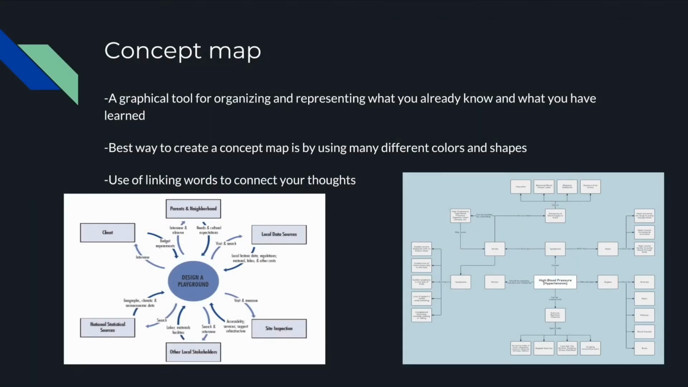A concept map is a graphical tool for organizing and representing what you know and learned. It is a great way to organize multiple different main ideas and supporting details. It helps separate the supporting details from the main idea. A few different ways you can organize a concept map is by using multiple different colors and shapes to show the differences between the main idea and the supporting details. Also, you can use linking words to connect your thoughts.